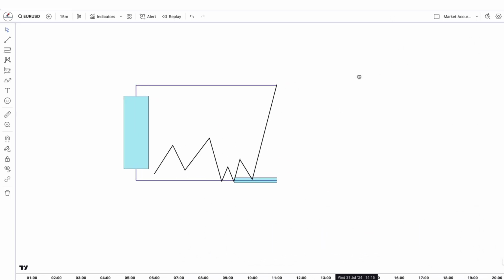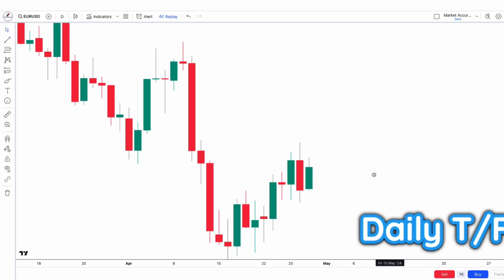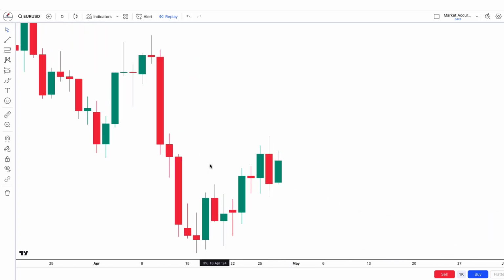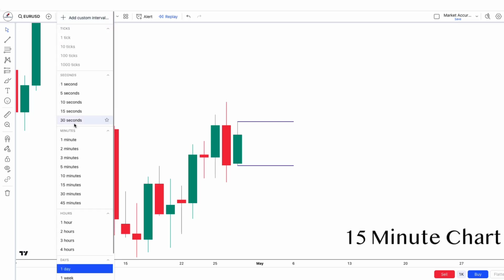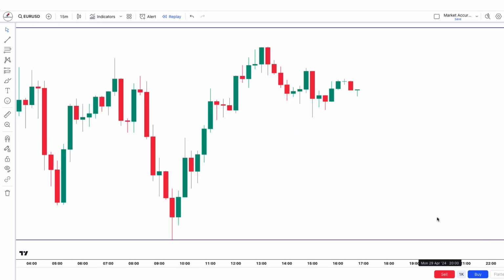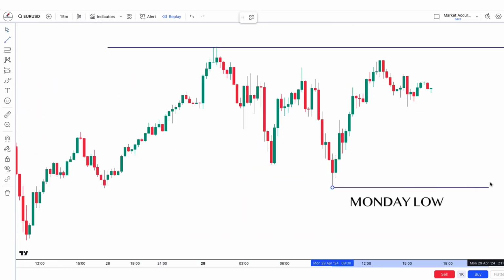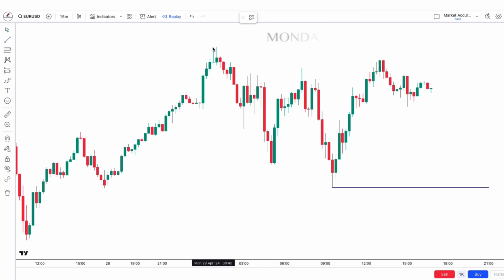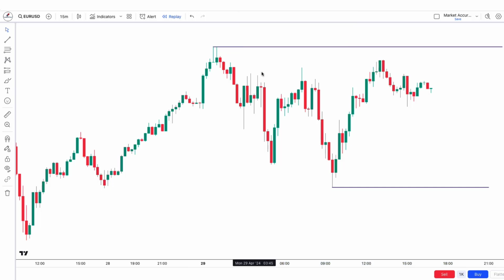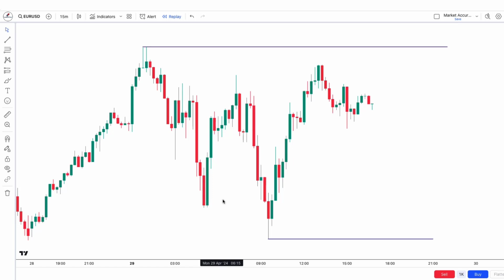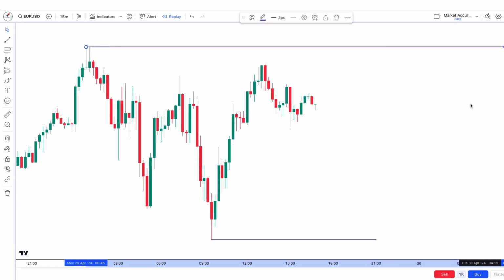Here is example 1, and this is the Monday candle on the daily time frame. So the candle has closed, so I'm going to mark out the daily low, the Monday low, and the Monday high. Now I'm going to drop down to the 15-minute chart, and I'm going to adjust it. So this is the Monday low, and this is the Monday high over here. So now I'm going to wait for Tuesday. And just around here, you can see that the Monday low was taken out on Tuesday at 2:15 a.m.